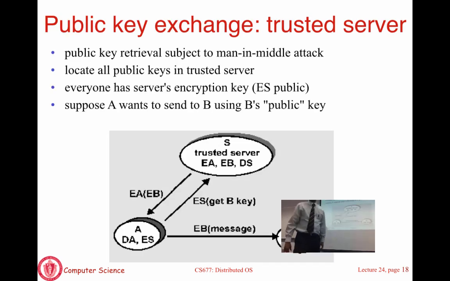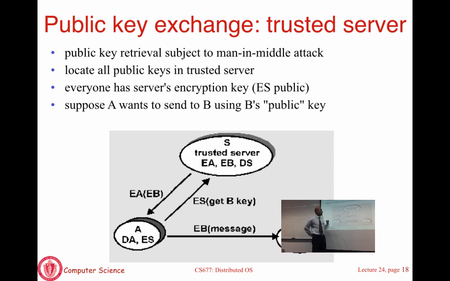Now let's look at how you do this using a trusted server. Here is the secure way of extracting public keys. We are going to assume there's a trusted server that is responsible for distributing public keys. If you want to get a public key, you go to the server and ask for the key. So Bob and Alice want to communicate. They don't know each other's public key.